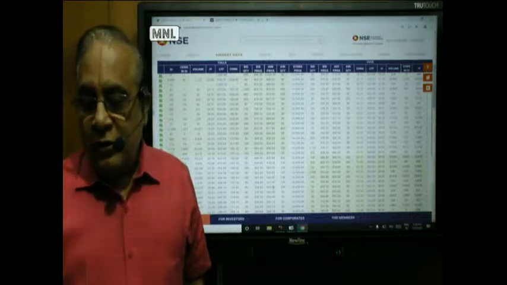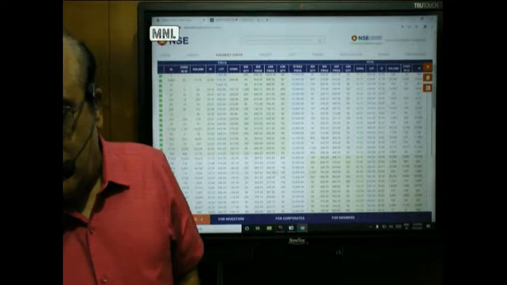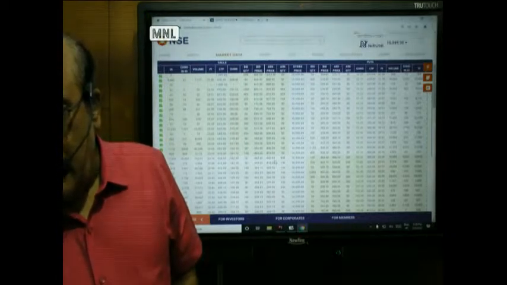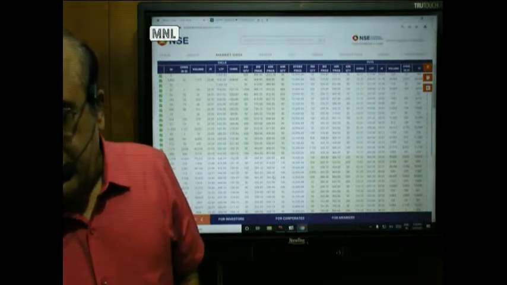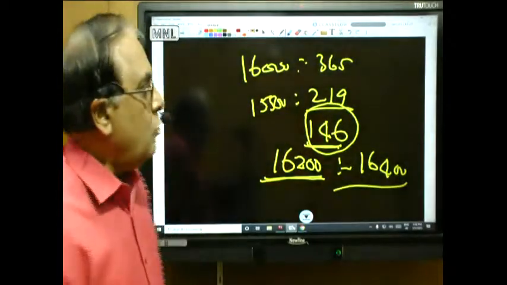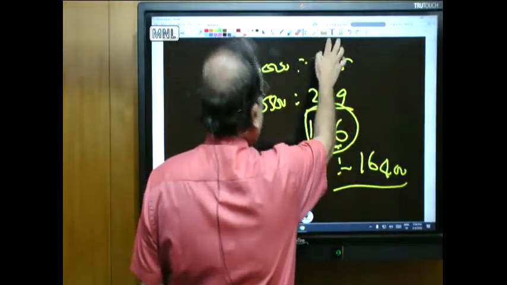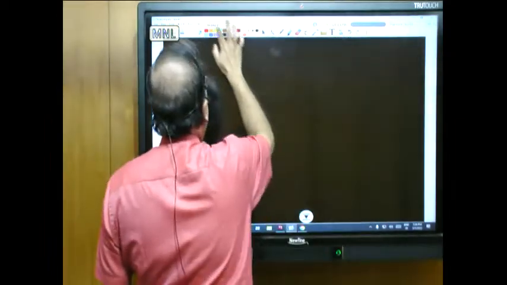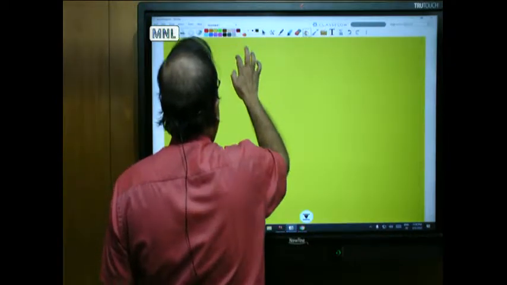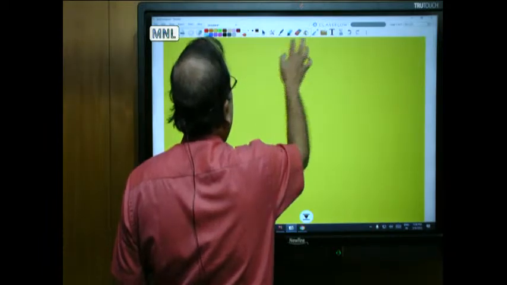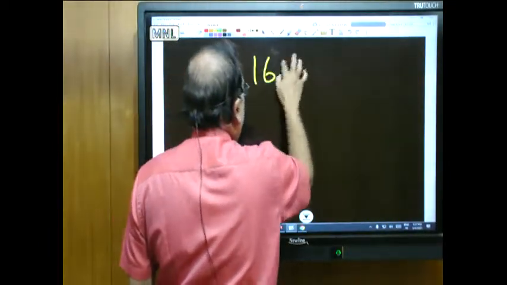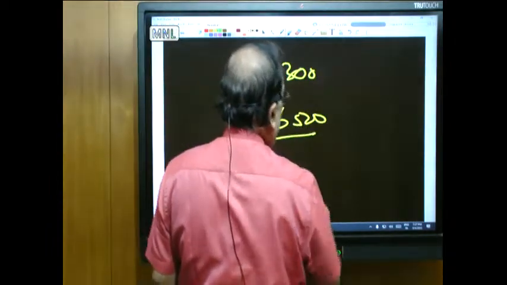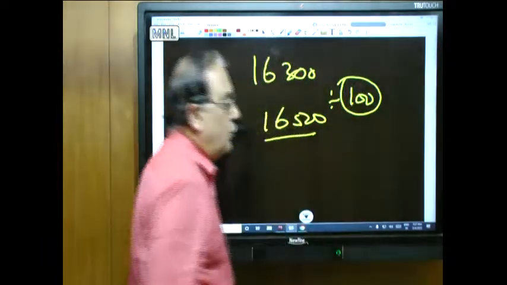So I think the easiest thing is to go short on this. The one strategy that you can look towards right now is to go short for 16,300 and 16,500. I think 16,300 is 442 and 16,500 is 344. So this is approximately 100 rupees.